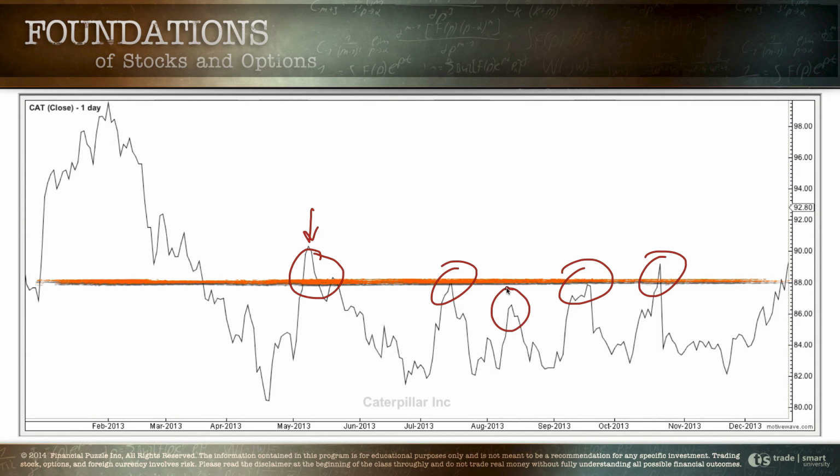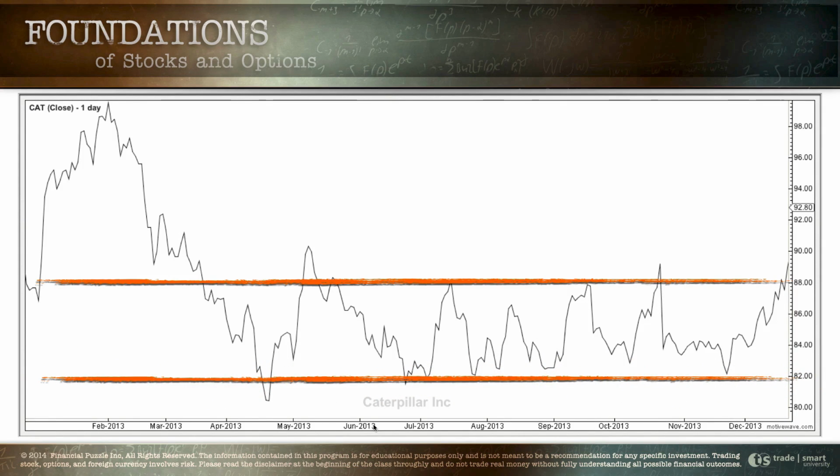Once we had a location here in August of 2013 where the stock didn't quite make it to $88, but for the most part, there's a lot of selling pressure happening there around $88 a share. Okay, now let's look at the bottom here and notice what happens right around $82 a share.